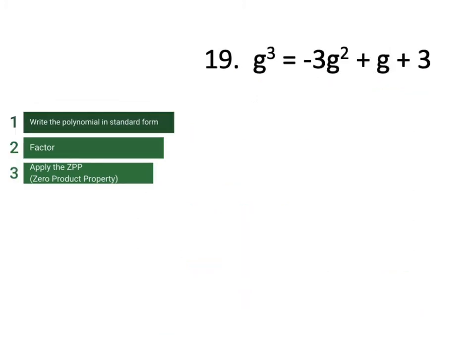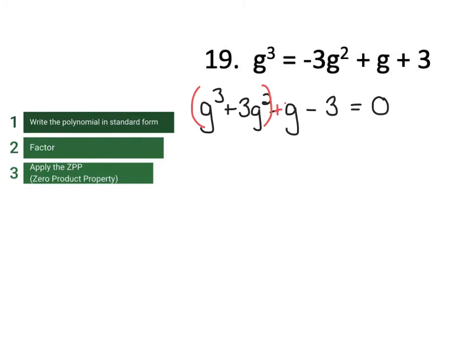In number 19, I'm going to bring everything to one side, and even though it might seem like less work to bring the g to the third over to the right, I'm actually going to bring each of these over to the left because I always like my leading coefficient to be positive. It's easier to factor. So this will be g to the third plus 3g squared, because when I add it, it will switch signs, minus g minus 3 equals 0. So I have a polynomial with 4 terms. So I'm going to try grouping. I'm going to group the first two. I'm going to make this plus a negative and group the second two.